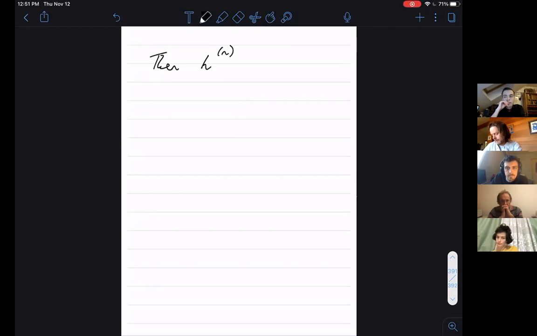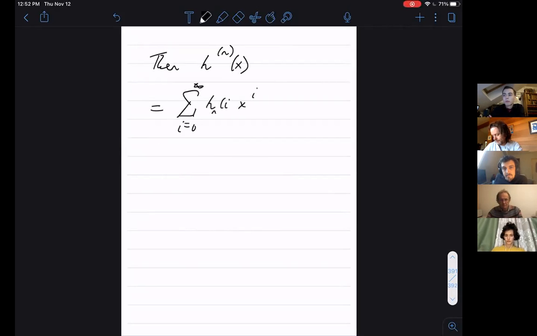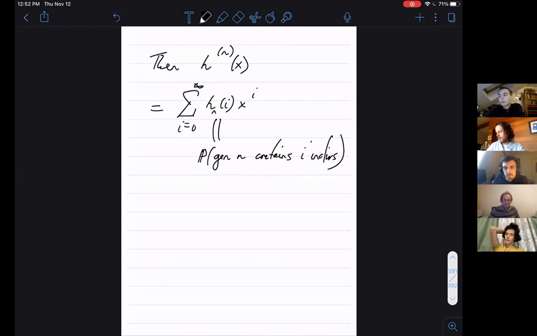So, well, I'll just write the formula for this. If I write it in terms of a power series, this object here is the probability that generation n contains i individuals. You can see this, it's a bit heavy-handed, maybe there's a more conceptual way to do it, but you can prove this by induction. Let me just take you through the first step.